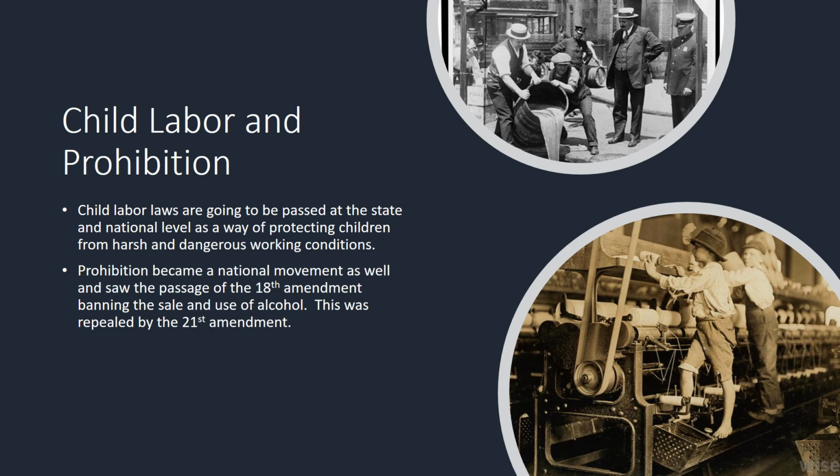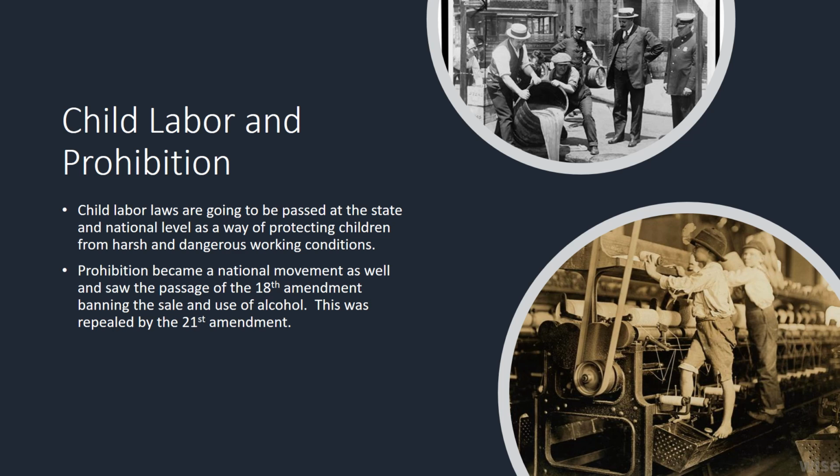But eventually these progressives, these women especially, are going to push for an amendment banning alcohol all over the country. Their view was that it was so dangerous that we needed to ban alcohol everywhere, not just at the state level, but at the national level. So the 18th Amendment is going to be passed, banning the sale and use of alcohol. You can see there in the photo up above, you can see them opening the barrels of alcohol and pouring it down the drain, and you see a government official and a police officer overlooking that. That was their way of saying this is the law now and we're going to enforce it.